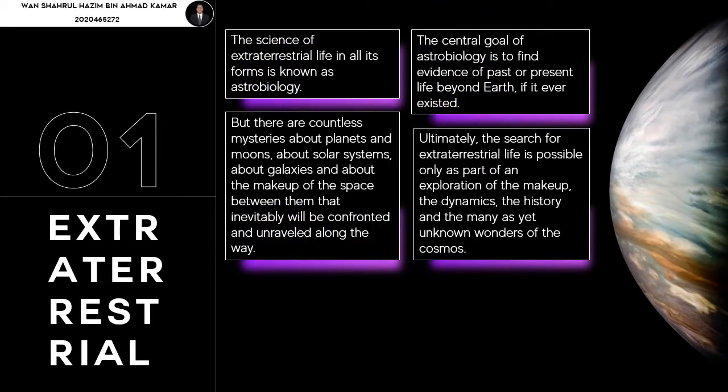The science of extraterrestrial life is called astrobiology. The central goal of astrobiology is to find evidence of past or present life beyond Earth, if it ever existed. But there are countless mysteries about planets and moons, about solar systems, about galaxies, and about the makeup of the space between them that will inevitably be confronted and unraveled along the way. Ultimately, the search for extraterrestrial life is possible only as a part of an exploration of the makeup, the dynamics, the history, and the many as yet unknown wonders of the cosmos.